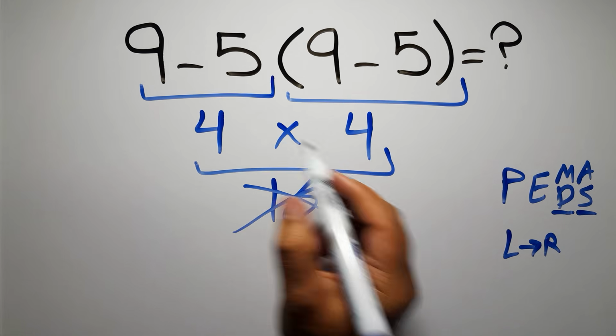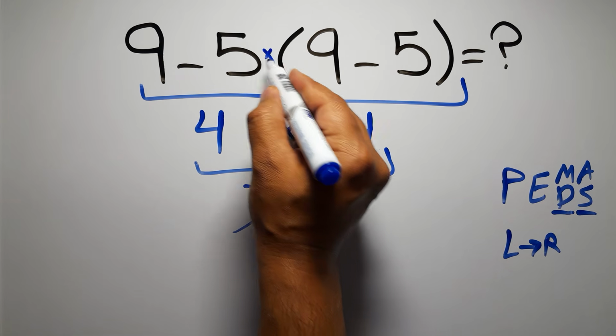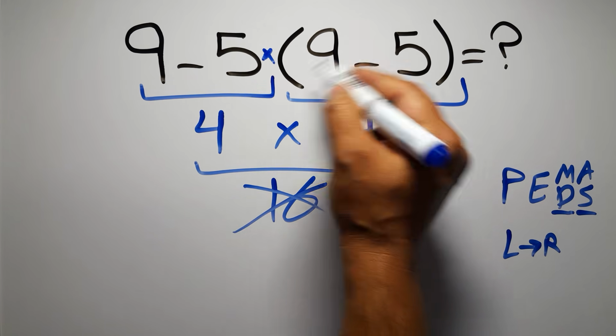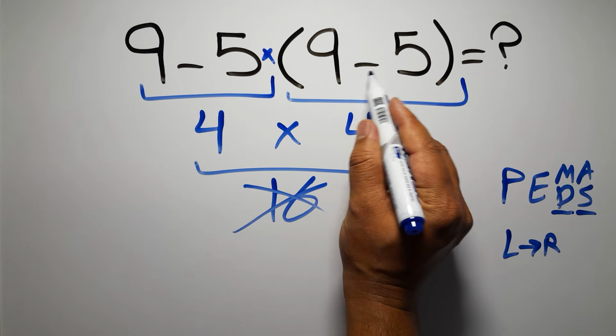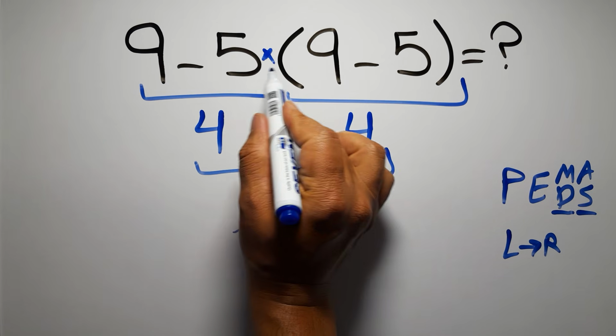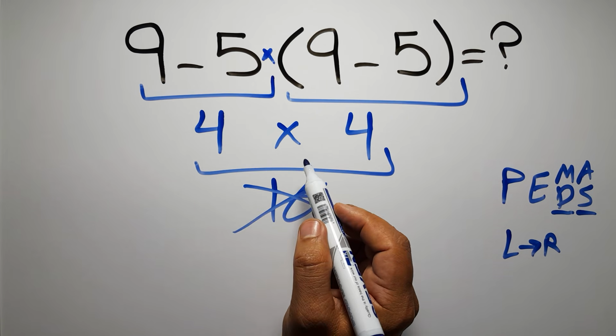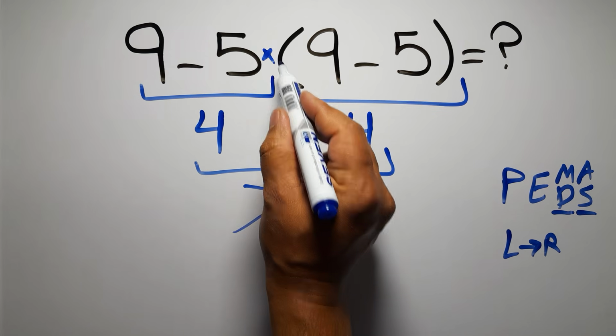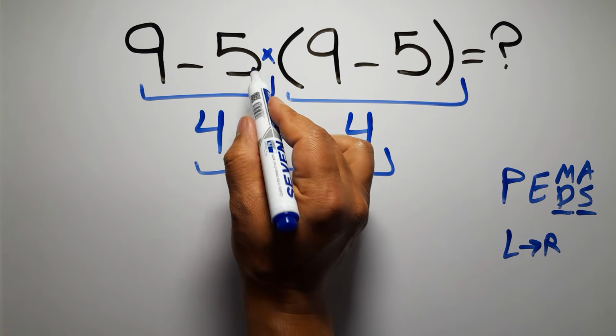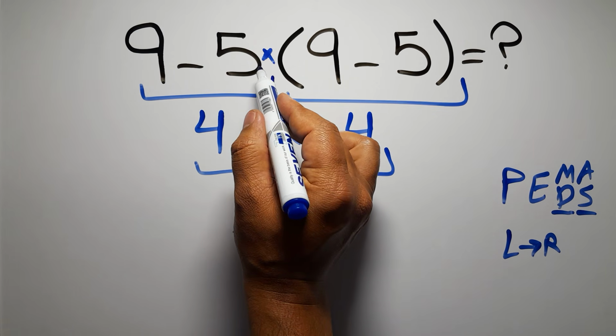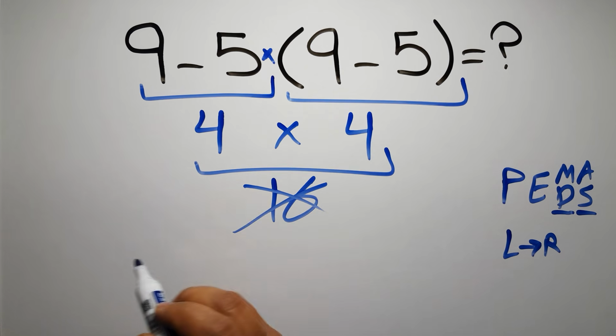In this expression, we have one subtraction, one multiplication, and one parenthesis. Inside this parenthesis, we have one subtraction. Here we have a multiplication because in mathematics, when a number is placed next to parenthesis, it means multiplication, and we usually don't write the multiplication sign for brevity.